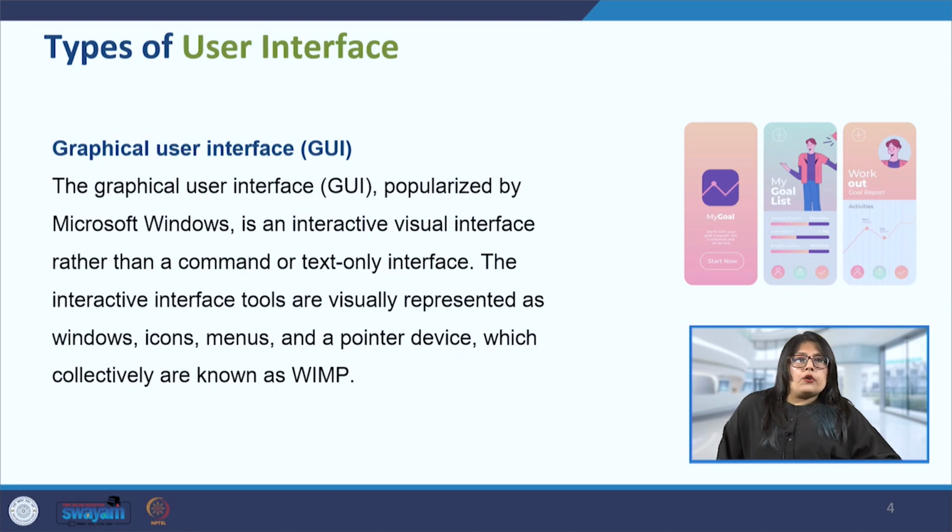So the types of user interfaces are here on the screen. We can see that these are the basic types of user interfaces: graphical user interface, command line interface, menu driven interface, touch based, voice based, form based, and natural language interface. Now we'll take a look at each one of these briefly.